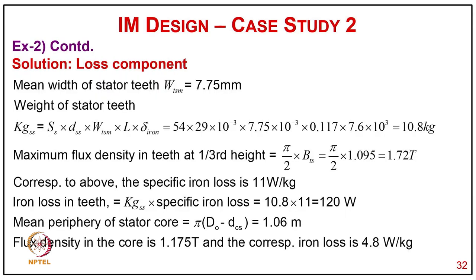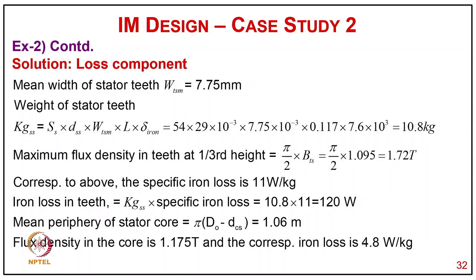Now coming to the second component of no load current, that's the loss component. For calculation of this, we have the mean width of the stator teeth WTS equal to 7.75 millimeter, and weight of the stator teeth KGS equal to SS into DSS into WTS into L into sigma R. So putting the value, it comes 10.8 kg, and the maximum flux density in the teeth at 1/3 height, pi by 2 into BTS, comes 1.72 tesla. Corresponding to this, specific iron loss is 11 watt per kg.